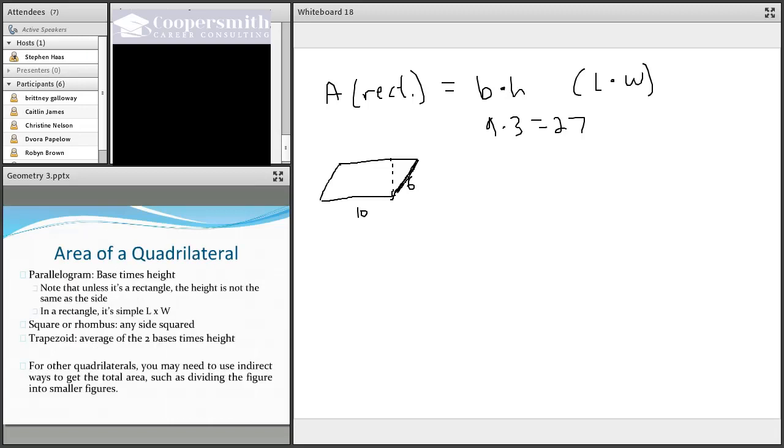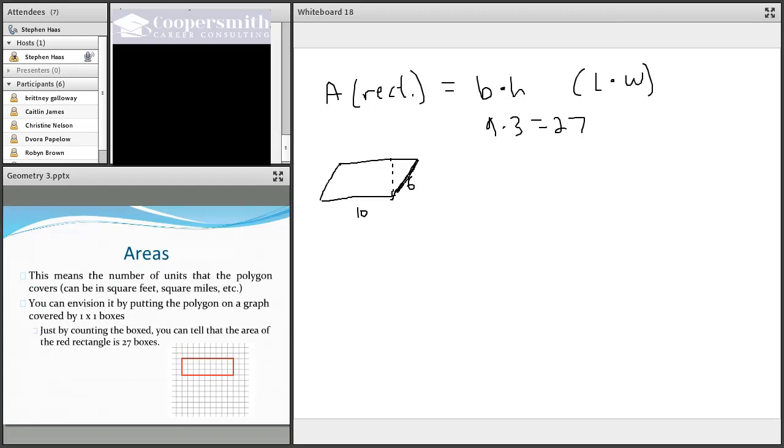Now, what about a square? Can anybody tell me? I'm not even going to put up the slide here. Can anybody tell me what the area of a square is? This should be easy enough, right? The area of a square. Right, any side squared, because the sides are all the same. So if this is 5, well then it's 5 times 5, and the area of this is 25.